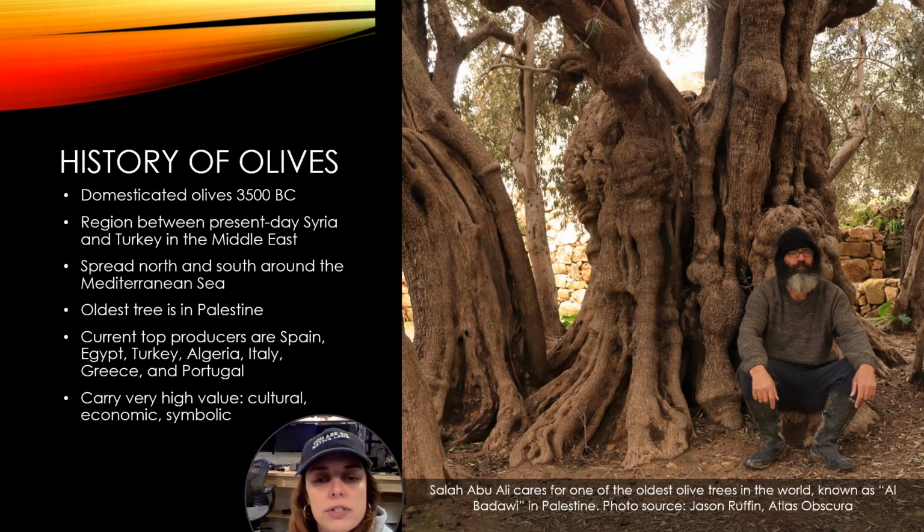Today, one of the oldest olive trees is in Palestine, and it is carbon dated between 3,000 and 5,000 years old. And today, the current top producing countries are all going to be around that Mediterranean region where olives originated. And since they have been domesticated, they have always carried very high cultural, economic, and symbolic value.